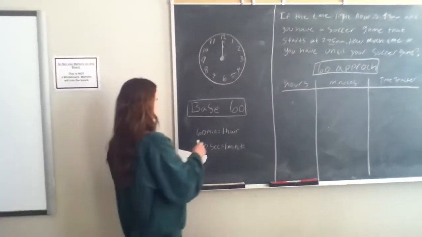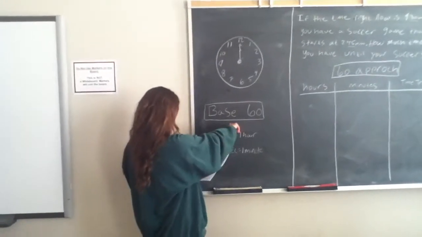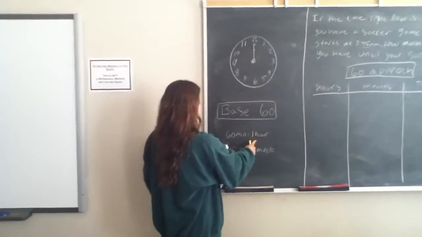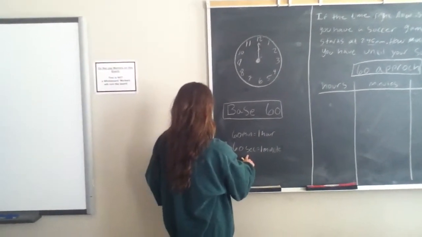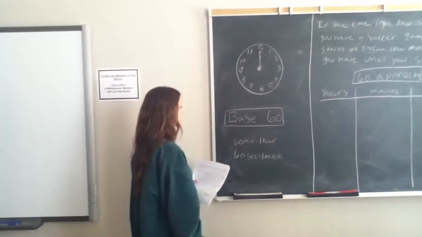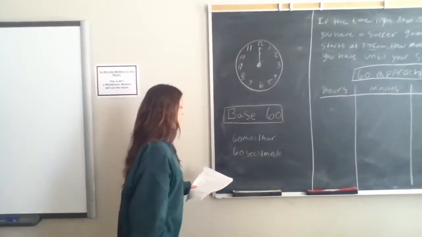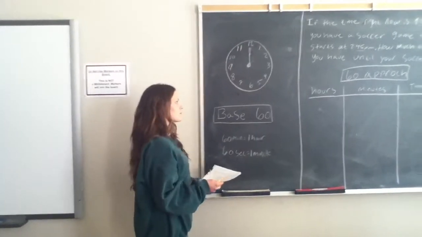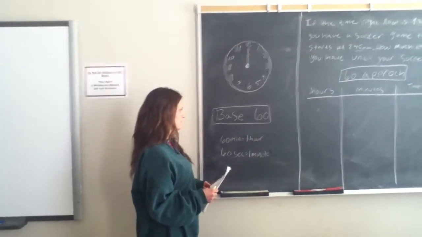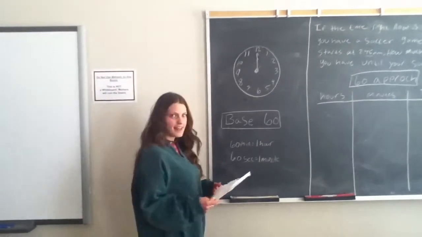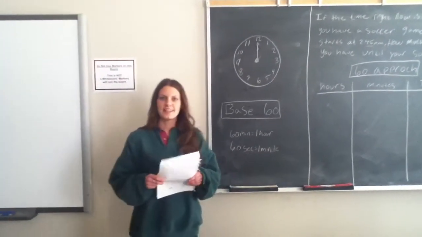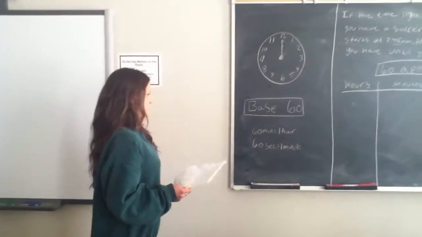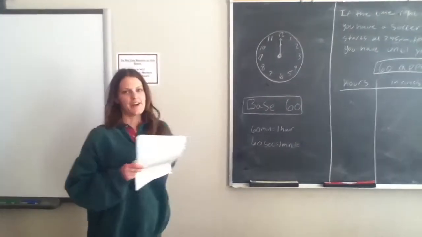And for base 60, 60 minutes will equal 1 hour, and 60 seconds will equal 1 minute. This is because, well, if you read a clock and it says, for example, 1:57, then 1:58, then 1:59, it will never say 1:60 because it'll just skip to the next hour.